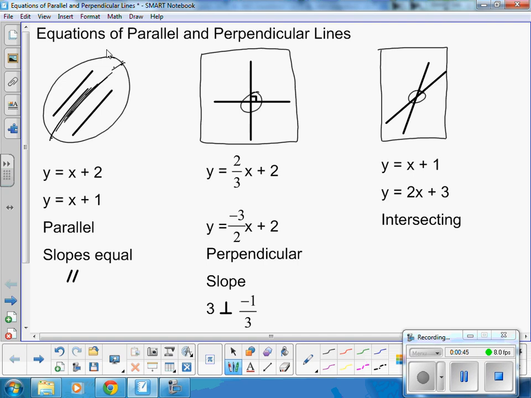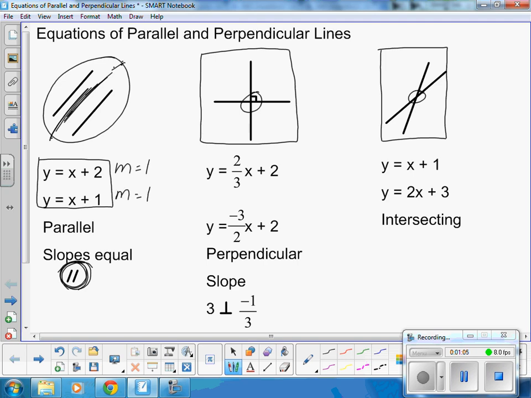All right, so we have y equals x plus 2 and y equals x plus 1. They are parallel. Their slopes are equal. Okay, this means parallel, what I just circled right here, parallel. Their slopes are equal. Each of them has a slope of 1.